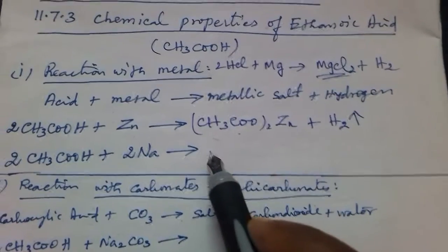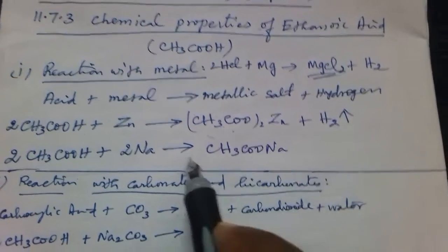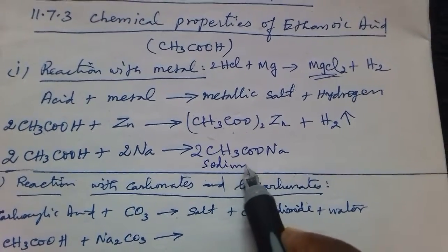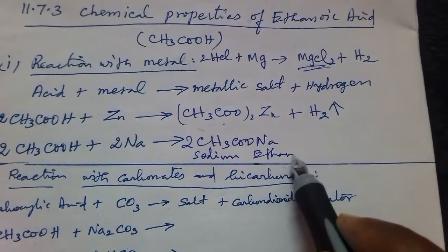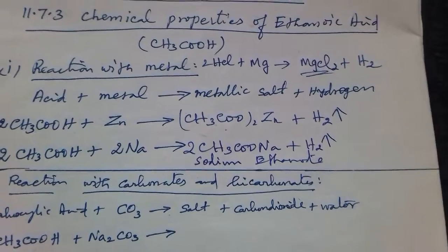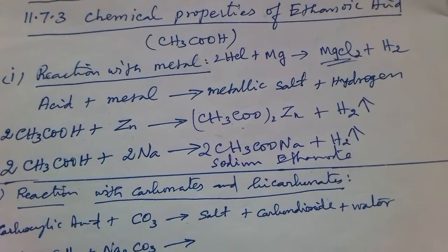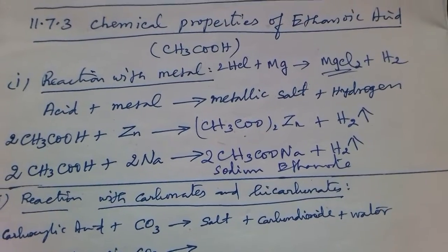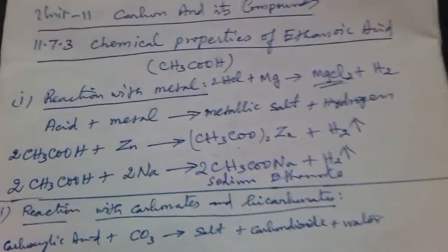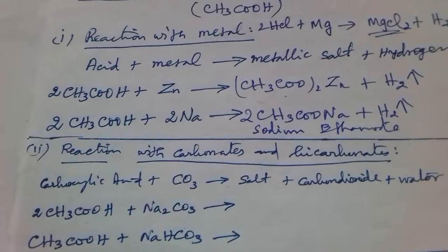Similarly here, when carboxylic acid, ethanoic acid, reacts with sodium, we get 2 moles of sodium ethanoate, CH3COONa, and hydrogen. Sodium ethanoate and hydrogen are formed. So basically you have to understand, when an acid reacts with a metal like sodium, magnesium, or aluminium, a metallic salt and hydrogen gas are liberated. Then next one, that is reaction with carbonate.